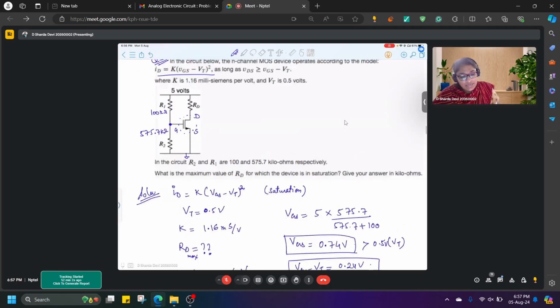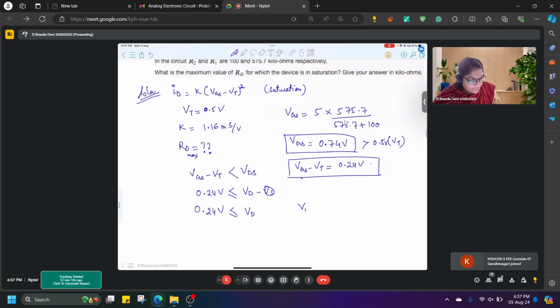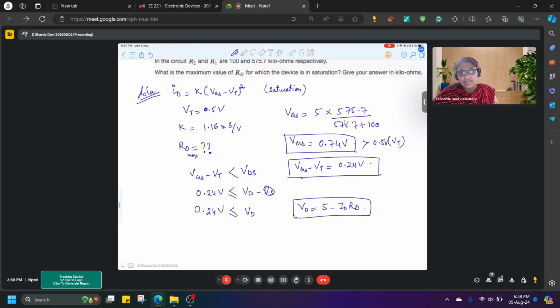Now this VD, how would you write VD? So this is VD. This is 5 volts. It carries a current ID. So can I write VD as 5 minus IDRD? I can write my VD as 5 minus IDRD, correct? Any doubts in this? No doubts, right? Hopefully this is clear.